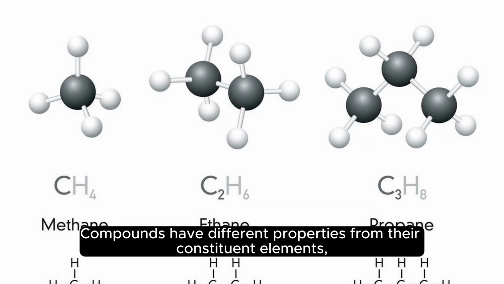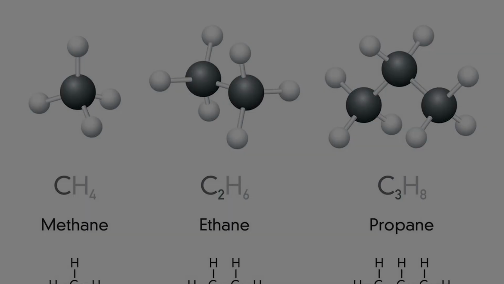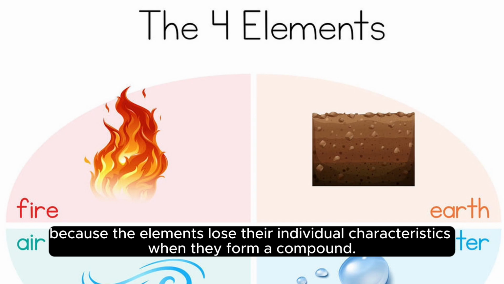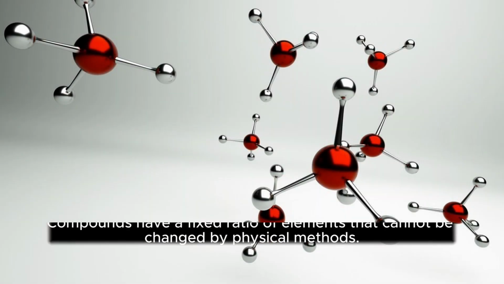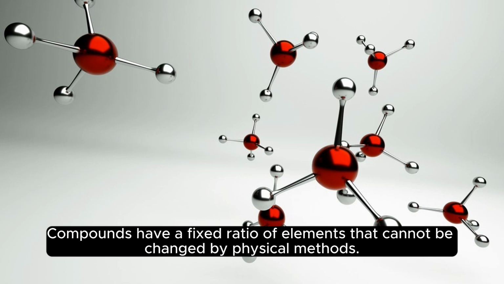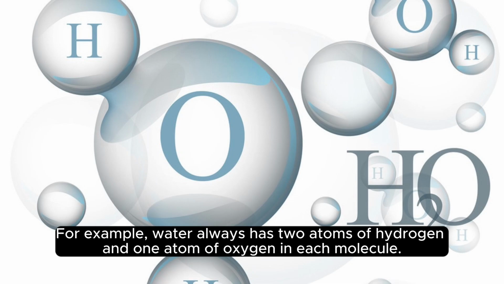Compounds have different properties from their constituent elements, because the elements lose their individual characteristics when they form a compound. For example, hydrogen and oxygen are both gases, but water is a liquid. Compounds have a fixed ratio of elements that cannot be changed by physical methods. For example, water always has two atoms of hydrogen and one atom of oxygen in each molecule.